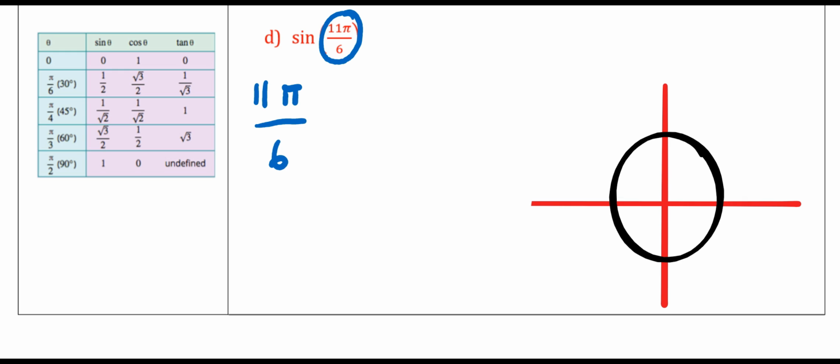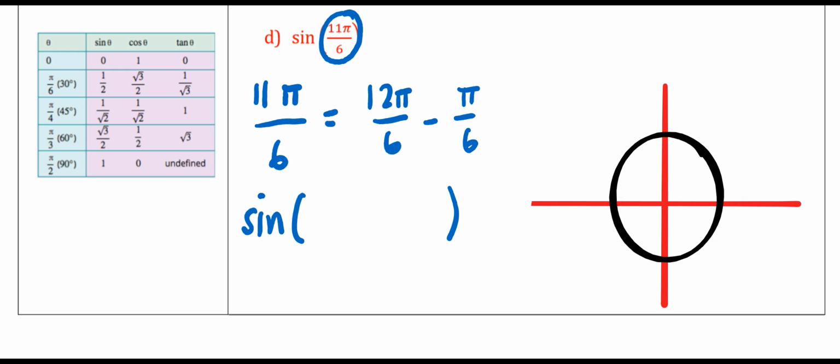And so when I'm thinking about that, the nearest whole unit of pi would be 12 pi on 6. So 11 pi on 6, I think, well, that would be 12 pi on 6 minus 1 pi on 6. So I haven't changed the value, just the way that I'm representing it. And so I'm thinking, okay, well, that's sine of this thing here, 2 pi minus pi on 6. Now, that's telling me that 11 pi on 6 is actually down here.